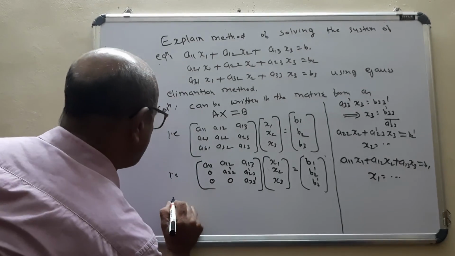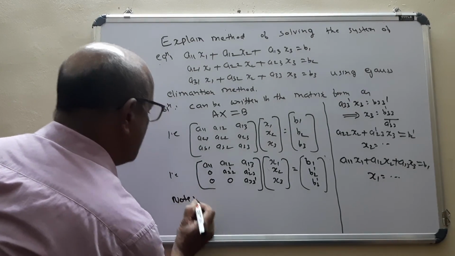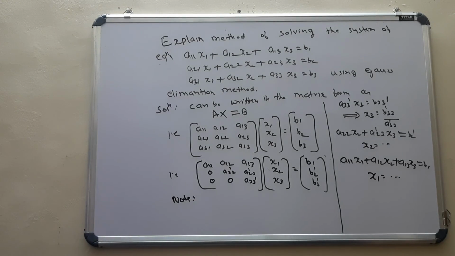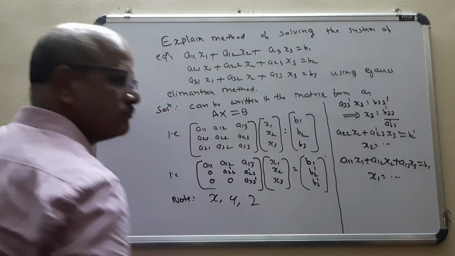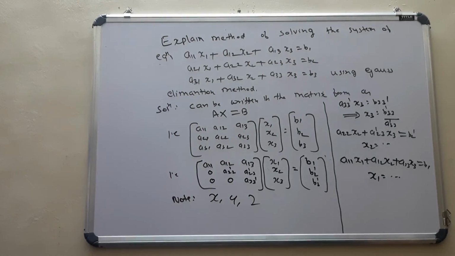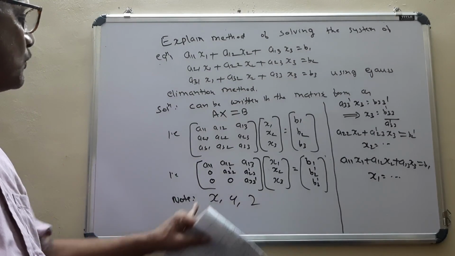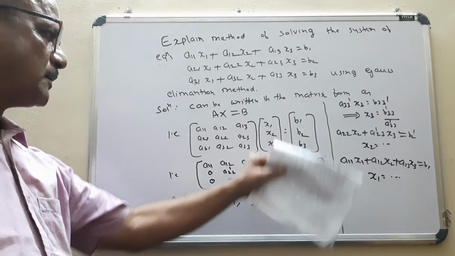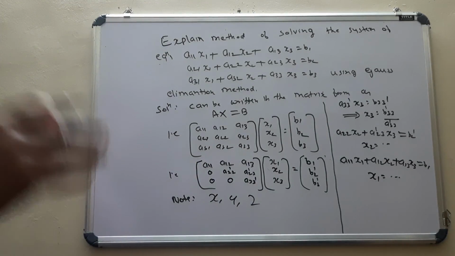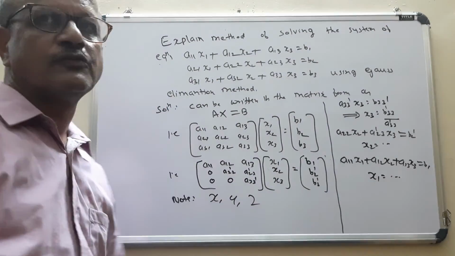Here, note one thing. Instead of x1, x2, x3, you may have x, y, z. They may give it like this. So it is another representation. They are one and the same. So in place of x1, you write x. In place of x2, you write y. And in place of x3, you write z. And explain like this so that it gets answered.